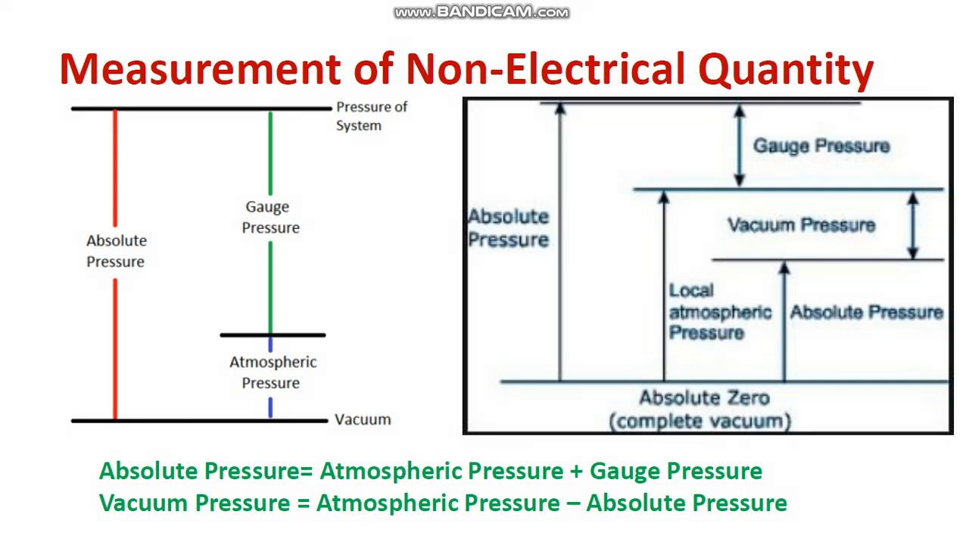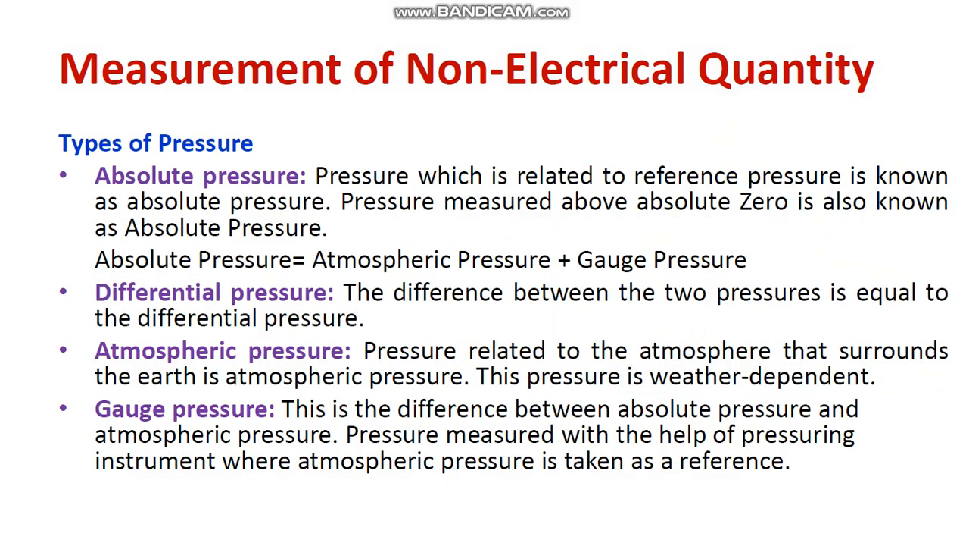Now let's understand what a differential pressure is. The difference between two pressures is known as differential pressure. For example, we have two pressures, P2 and P1, and if you calculate the difference between P2 and P1, then I will get the differential pressure delta P. So the difference in two pressures is called delta P. Hope it is clear.